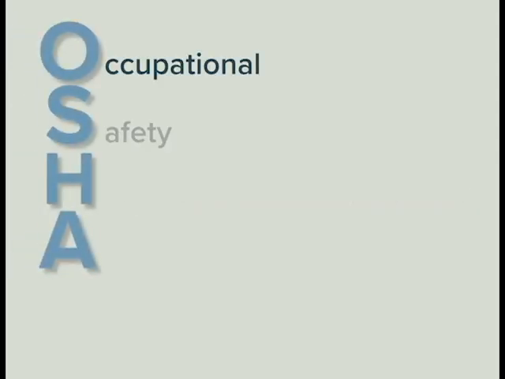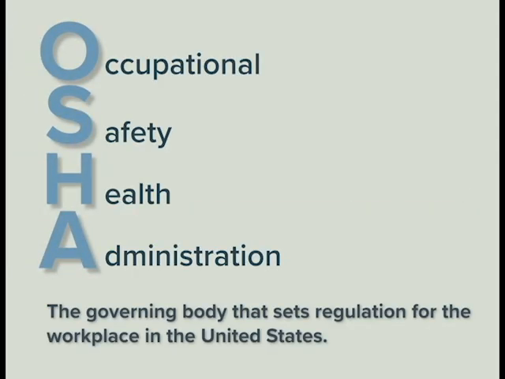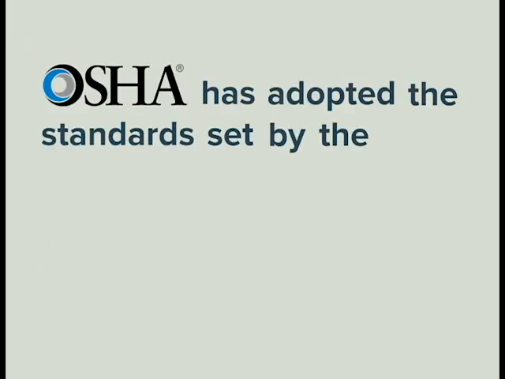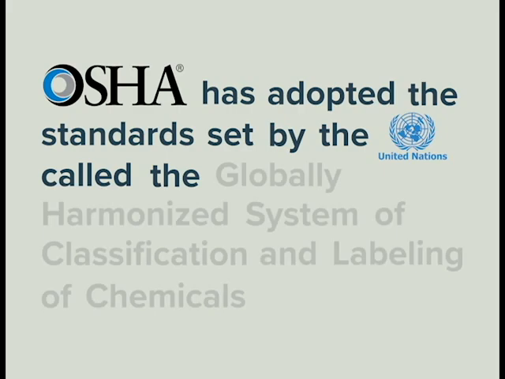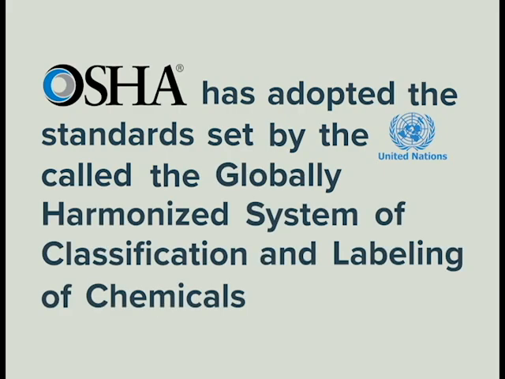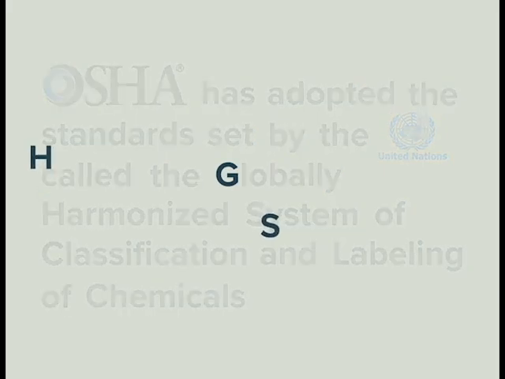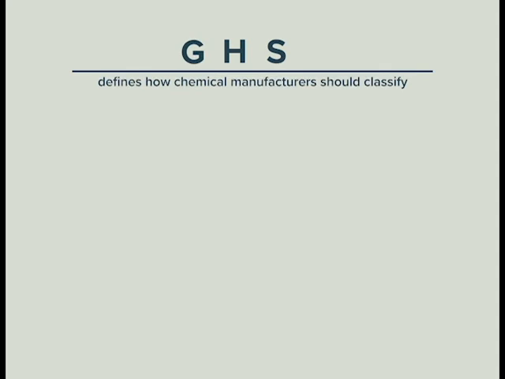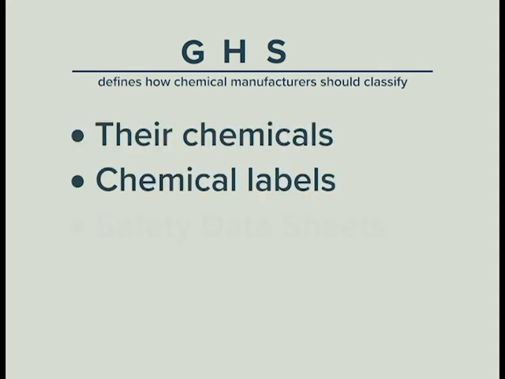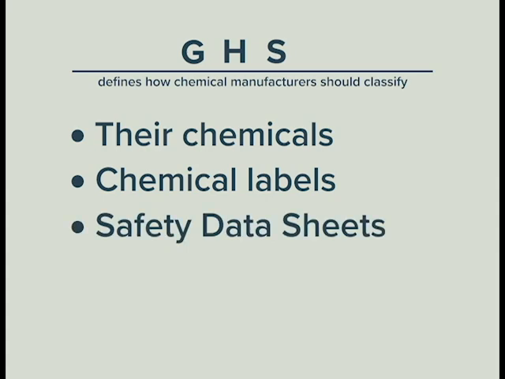The first section will be the Hazard Communication Standard. OSHA stands for Occupational Safety and Health Administration and is the governing body that sets regulations for the workplace in the United States. OSHA has adopted the standard set by the United Nations called the Globally Harmonized System of Classification and Labeling of Chemicals, or GHS. The GHS system has defined how chemical manufacturers should classify their chemicals, how they should be labeled, and how safety data sheets, or SDS, should be constructed.